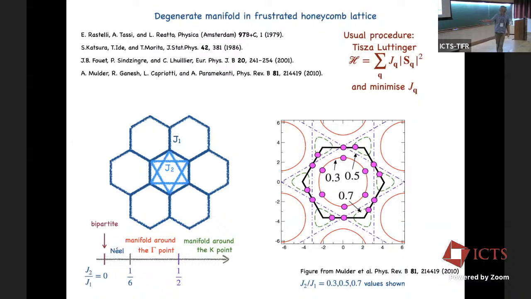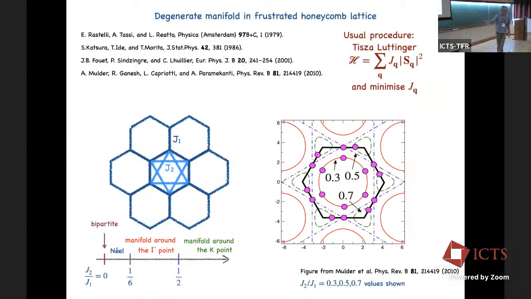This is taken from Mulder et al. I'm taking this to compare our results later on. So J2 over J1 equals 0.3 is this red curve. For 0.5, when the ratio of J2 over J1 is 1 to 2, in that case, we get this straight line. The minimum will be along the straight lines in the Q space. And for 0.7, it will encompass the K and K prime points in the Brillouin zone.